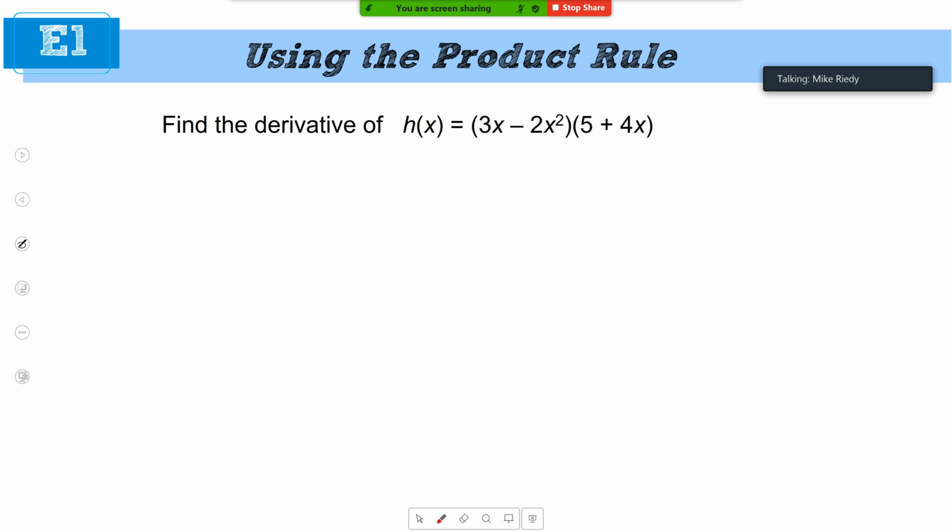All right, the product rule. So here's the scenario. We would like to take the derivative of this. You can, however, do that right now. So please do that. Take the derivative of that function. I'll give you a hint. You need to be a little sneaky.